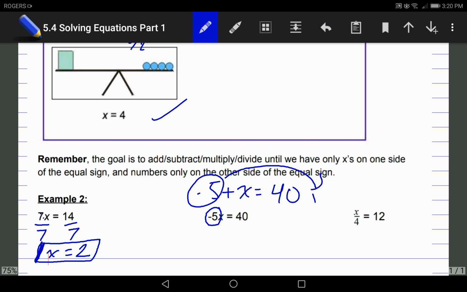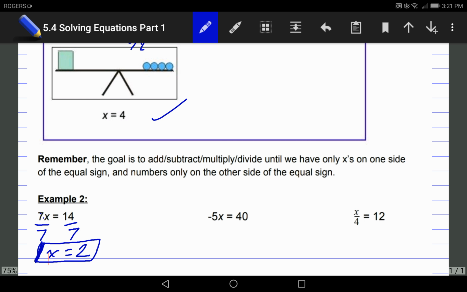A lot of people get confused because they see this negative sign, right? They see that it's a negative 5, but it's negative 5 times x. It's not negative 5 plus x. It's not negative 5 minus x. It's negative 5 times x.